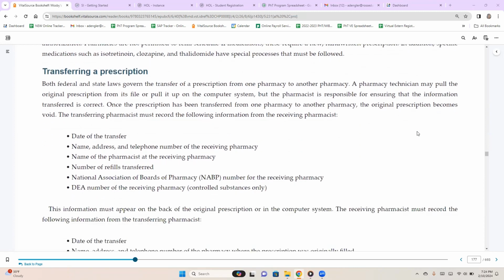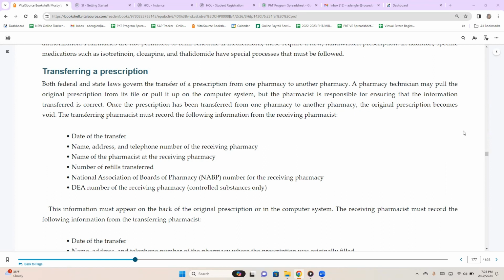Both federal and state laws govern the transfer of a prescription from one pharmacy to another. The pharmacy technician may pull the original prescription from its file or pull it up on the computer system. The pharmacist is responsible for ensuring that the information transferred is correct. Once the prescription has been transferred from one pharmacy to another, the original prescription becomes void.